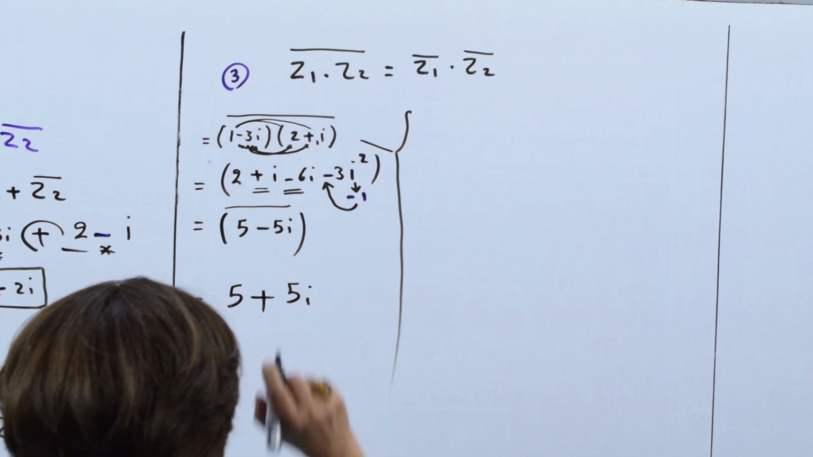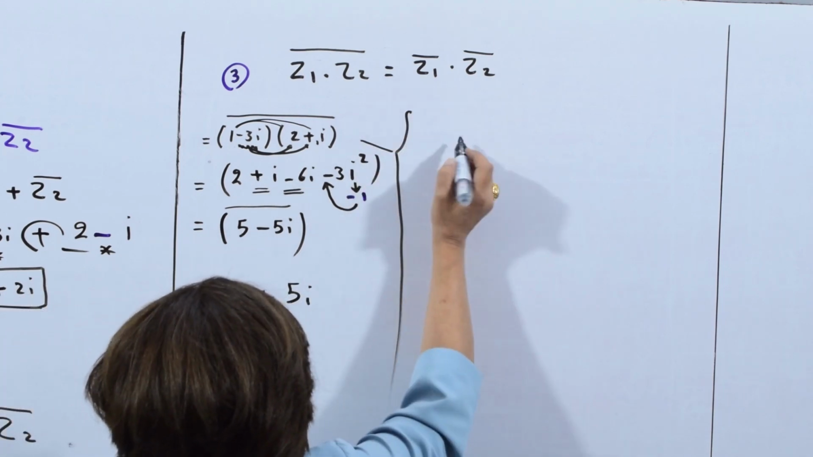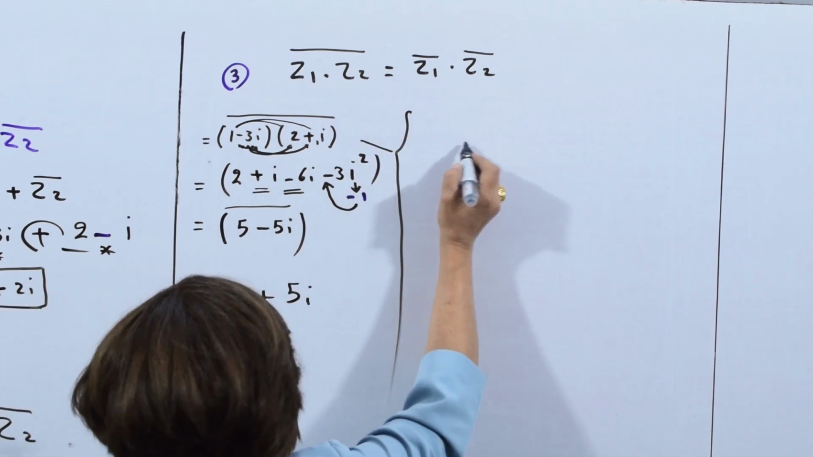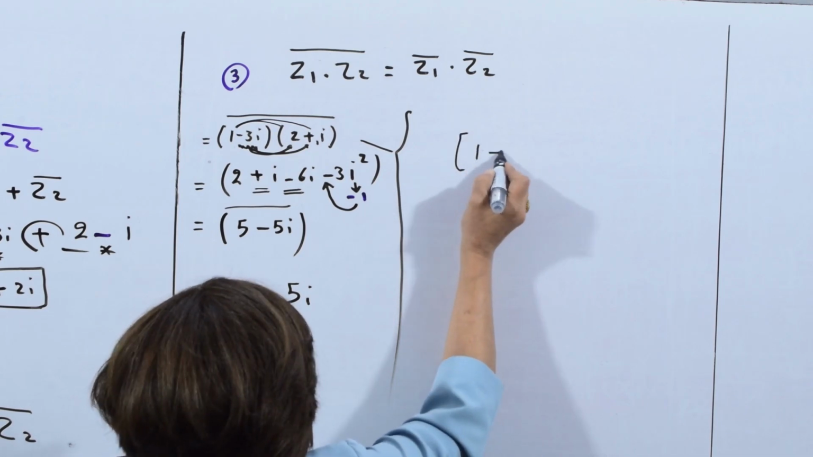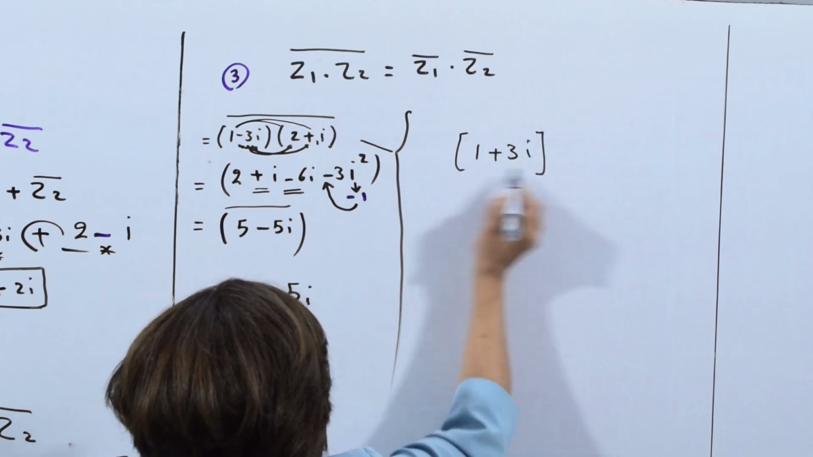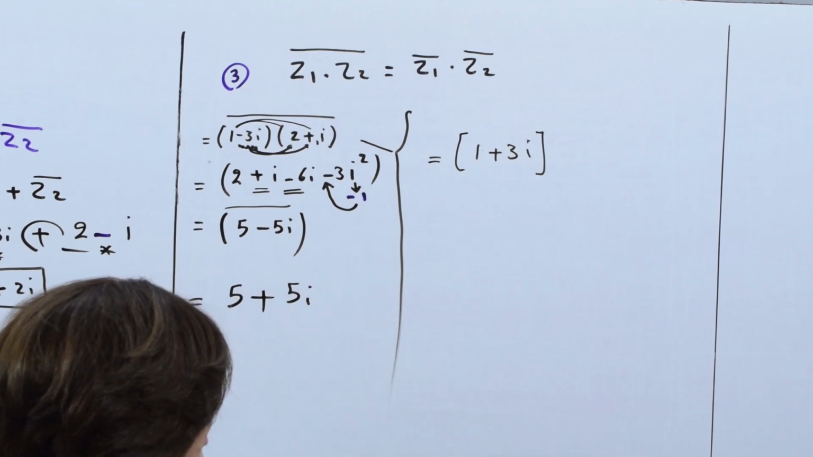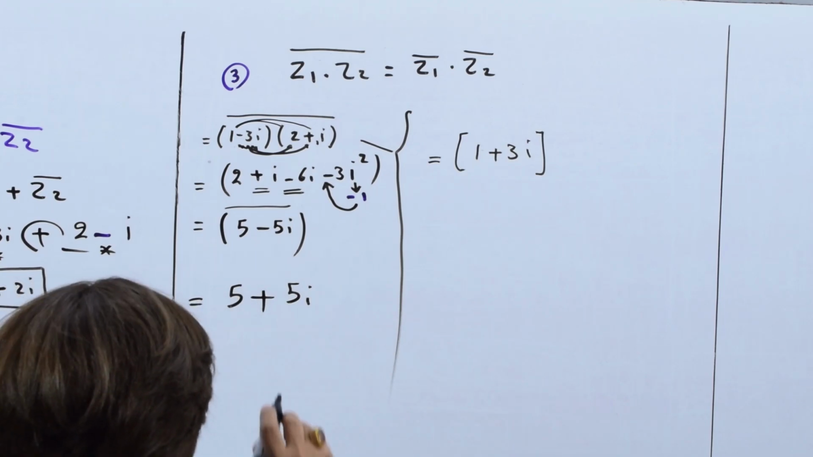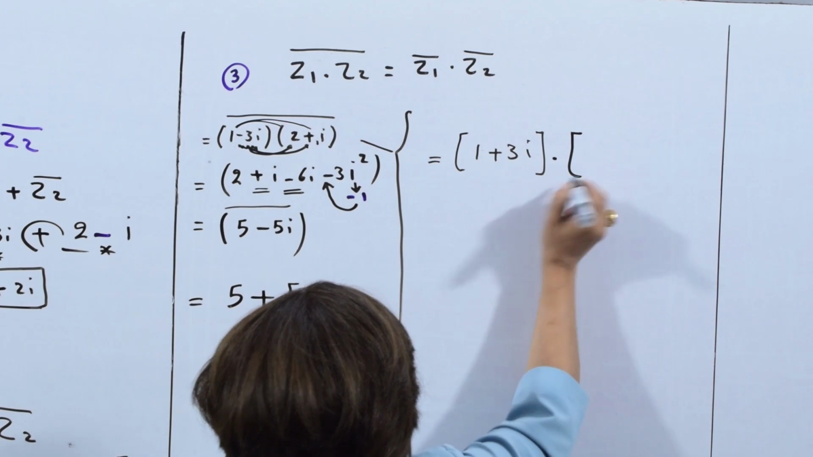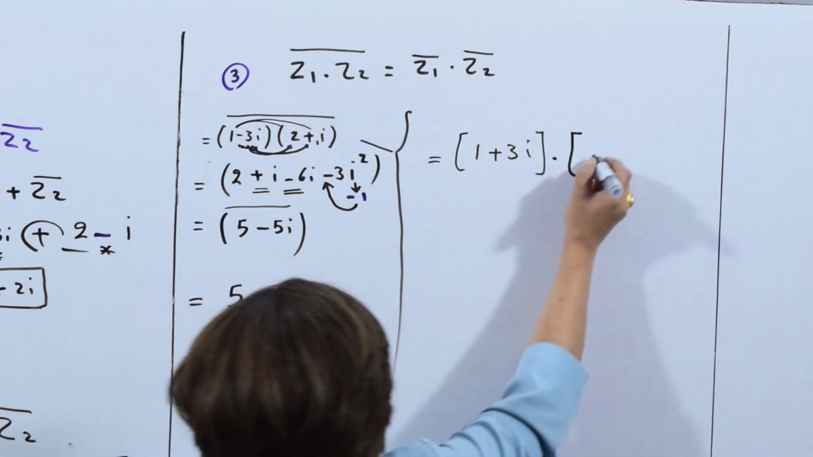I take this side. Z conjugate, Z1 conjugate. That means 1 plus 3i. Directly I take the conjugate, times Z2 conjugate, which gives me 2 minus i.